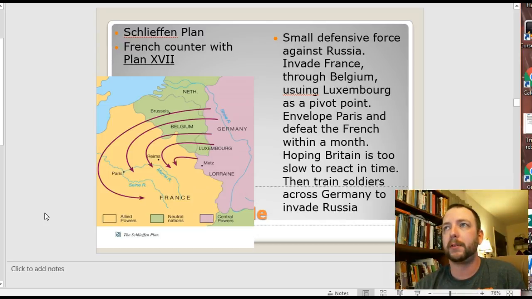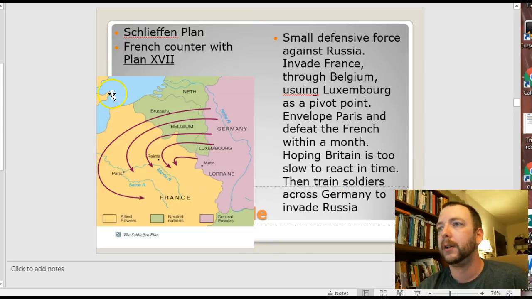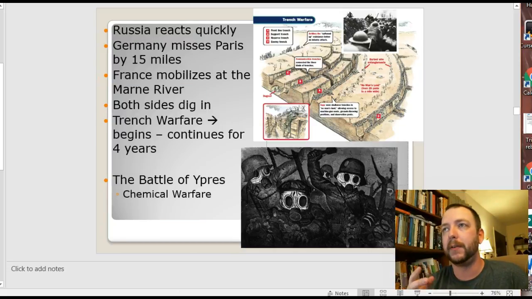The French counterplan was Plan 17, which is kind of complicated, but we'll skip over that for now. What ends up happening is that the Schlieffen Plan doesn't work. Russia reacts a lot more quickly than Germany had expected. Germany ends up missing Paris by 15 miles, and France ends up mobilizing along the Marne River. The Marne River is just this river up here in northern France. They mobilize there, and they are able to stop the German advance.